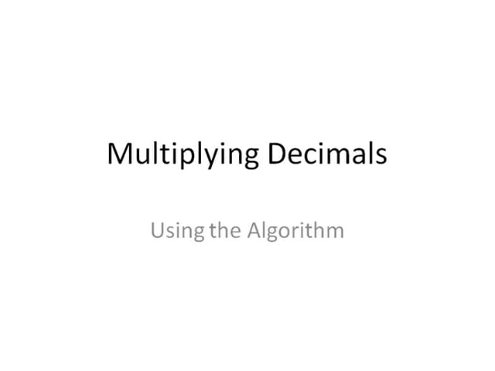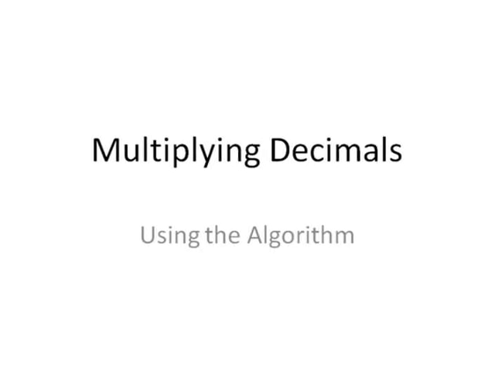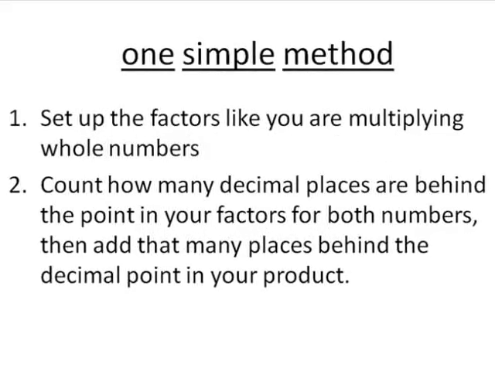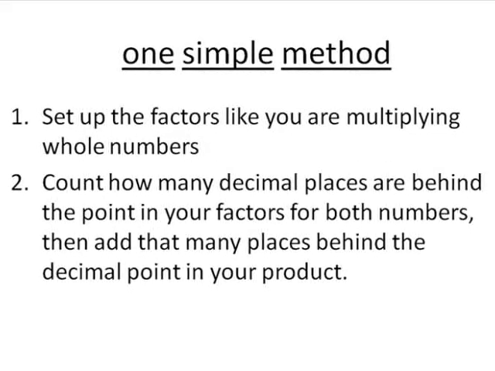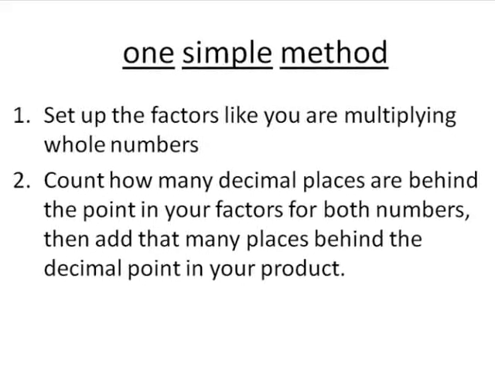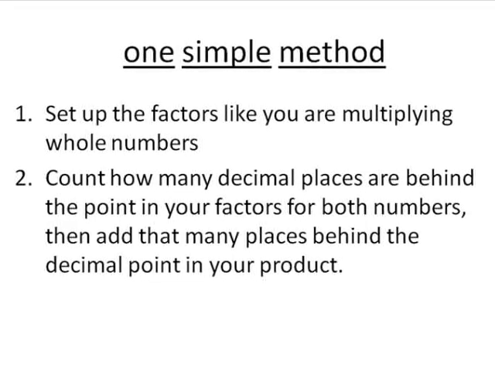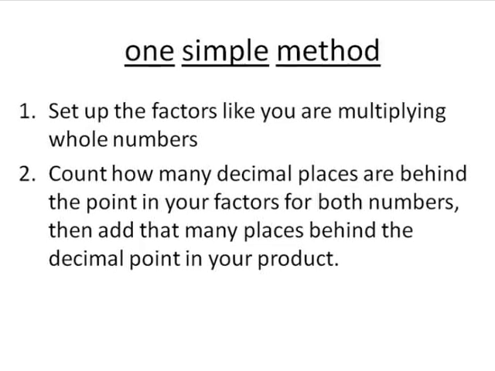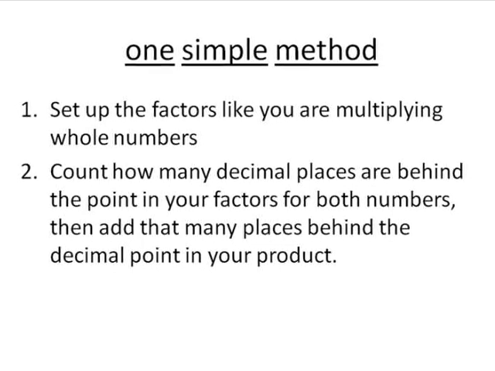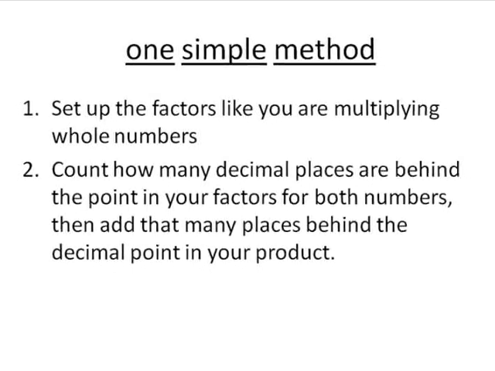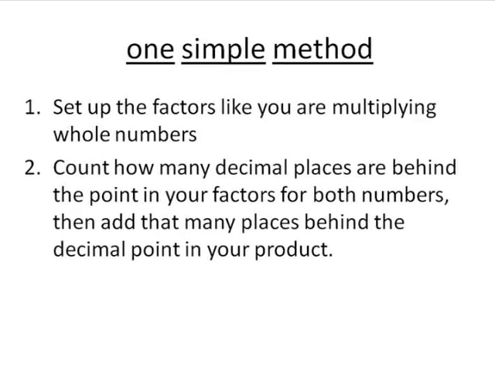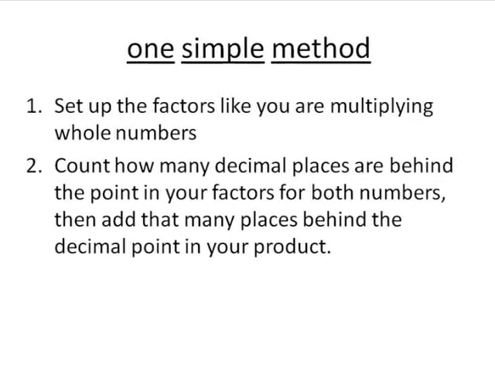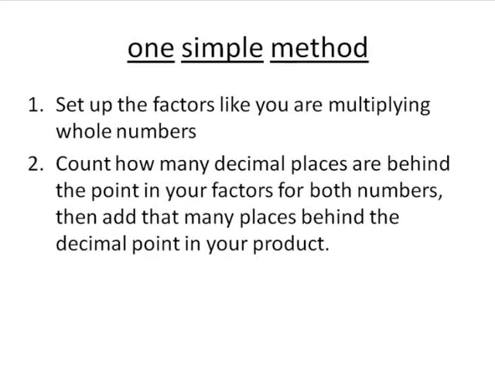In this lesson, we will learn how to multiply decimals using an algorithm. To multiply decimals, there's really one simple method. You should first set up the factors like you are multiplying whole numbers. Second, count how many decimal places are behind the point in your factors for both numbers. This sum will tell you how many places you need to drag that decimal point from the right to the left in your final product.